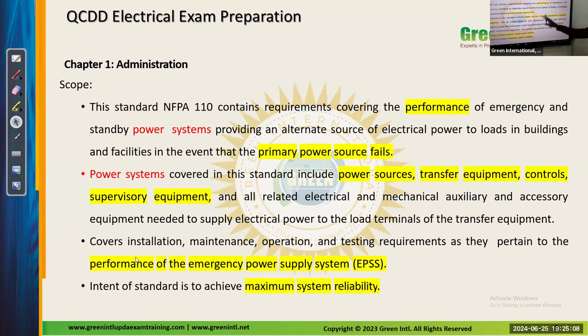Throughout the PowerPoint, sometimes I highlighted in yellow color. These are the terms they ask in the exams. We need to remember the terms. Number 1, this standard contains requirements covering the performance of emergency and standby power systems, providing an alternative source of electric power to the load in buildings and facilities in the event that the primary power source fails. That's why we say standby systems.